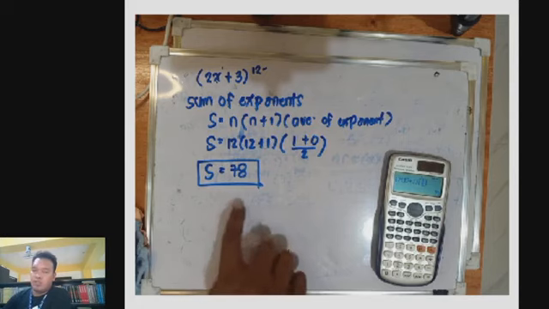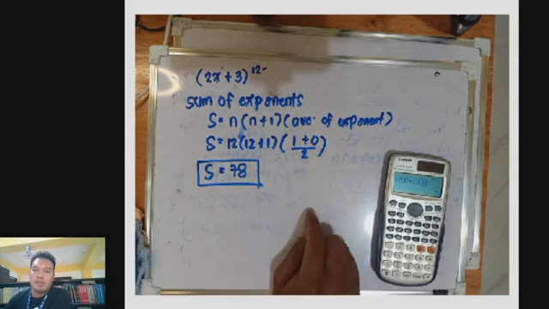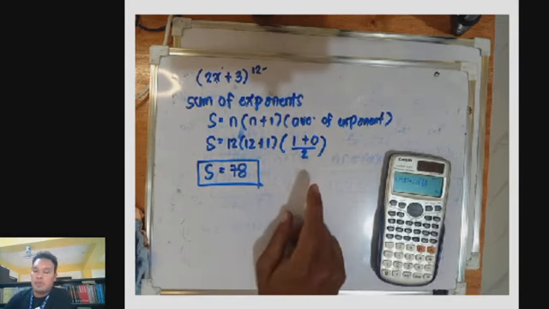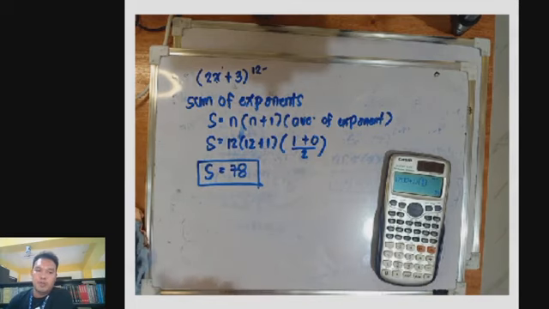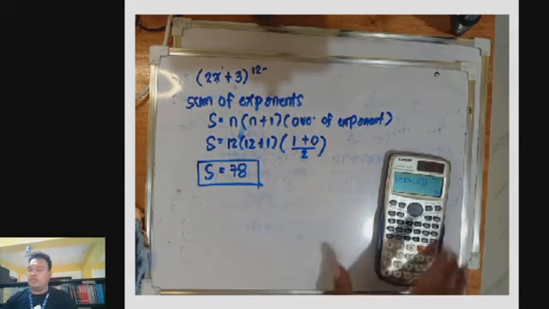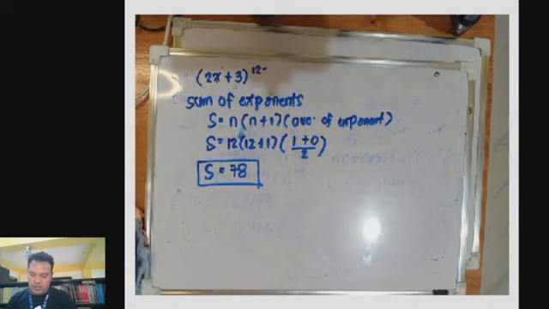Kung gusto nyo mag-double check, mag-Pascal triangle, then ipag-plus niyo yung mga exponents ng 12, no? Puro tig-12 yun. So, lalabas, 78 divided by 12. Okay, so, next question.